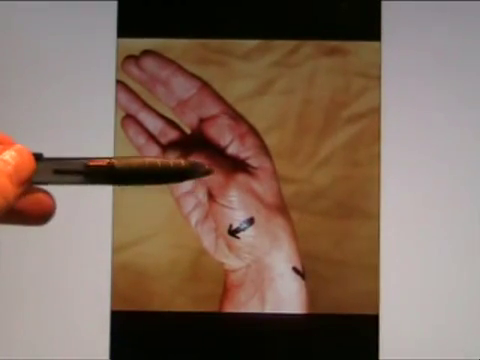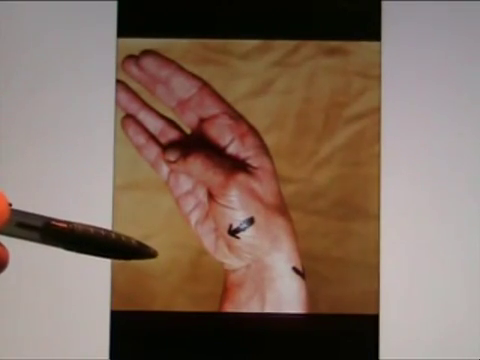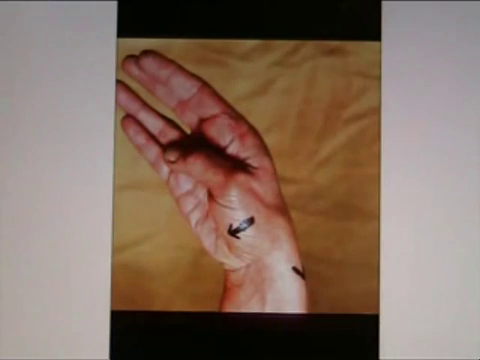Positive Finkelstein's test: the thumb into the palm, and ulnar deviate the hand. Tender over the first extensor compartment.